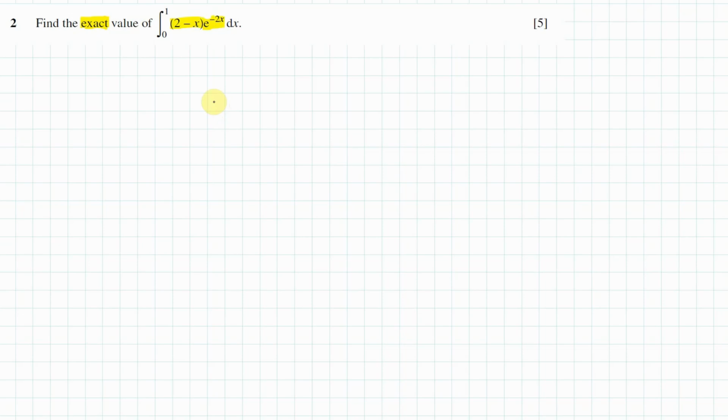dx. Now at this point you should have recognized when you read this that this is integration by parts. If you didn't recognize this, you're going to need to do a lot of review. You've got something here multiplied by something here. That's integration by parts. And in integration by parts you have to select something to be u and something to be dv dx.